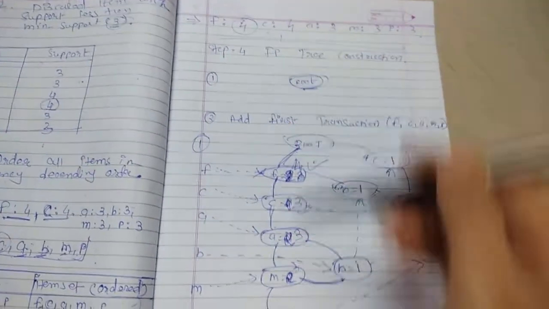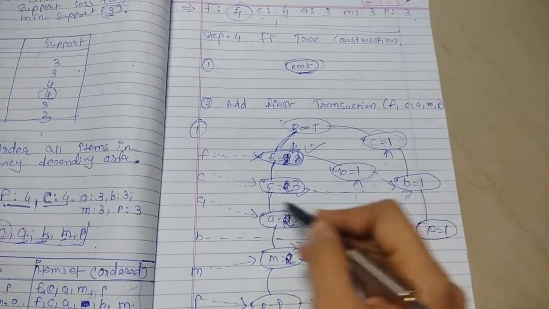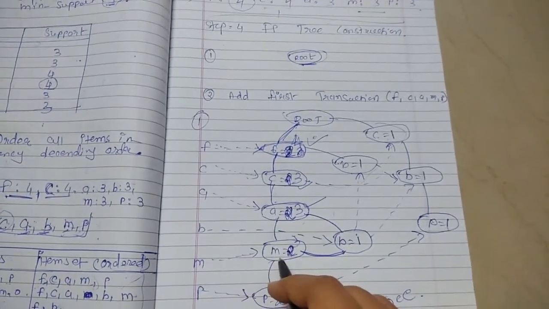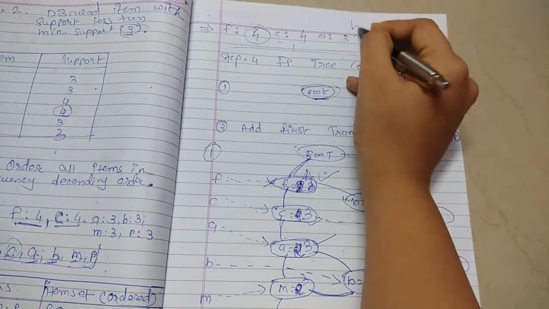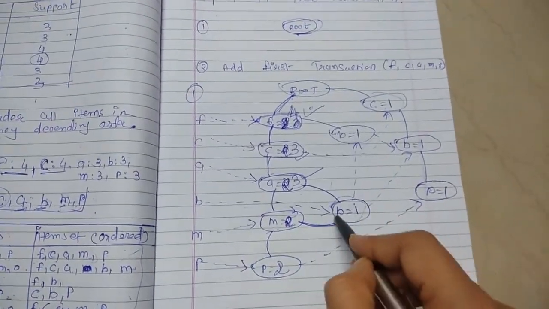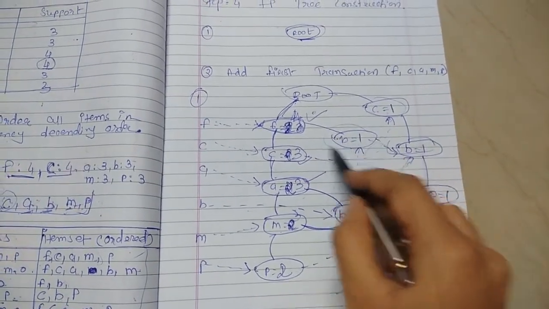Now A equals 3. Here the count of A equals 3. Yes, so this is also right. Now M equals 3. So sorry, here B equals 3. Now the B equals 1. 1 is connected here, 1, and this one is connected here, 1.